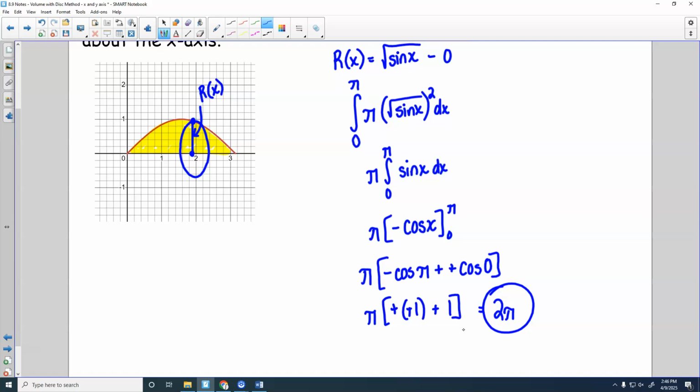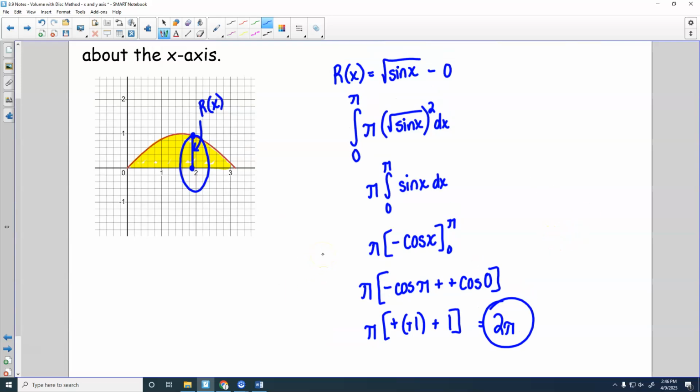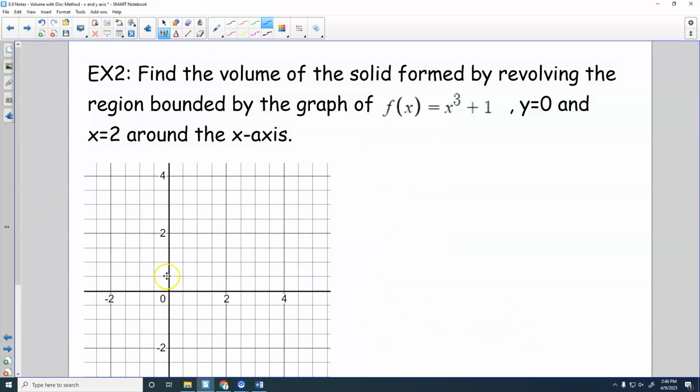Something like this, very likely they'll give it to you without a calculator because it is pretty quick to take the integral of. Okay, questions there? All right, let's try another one.